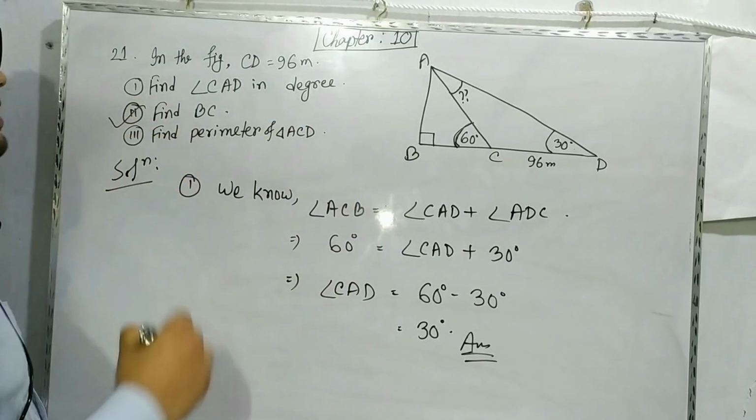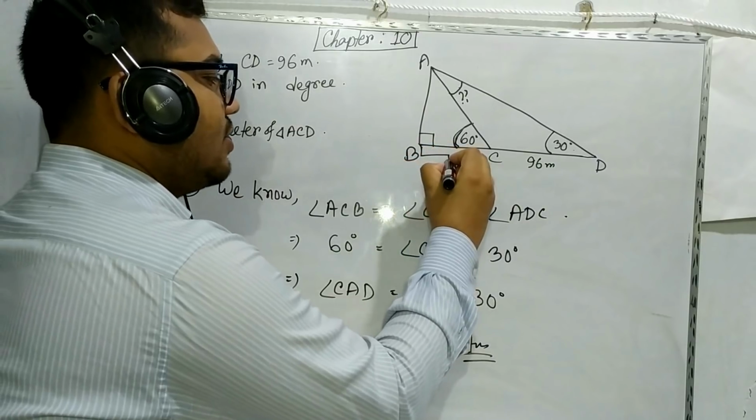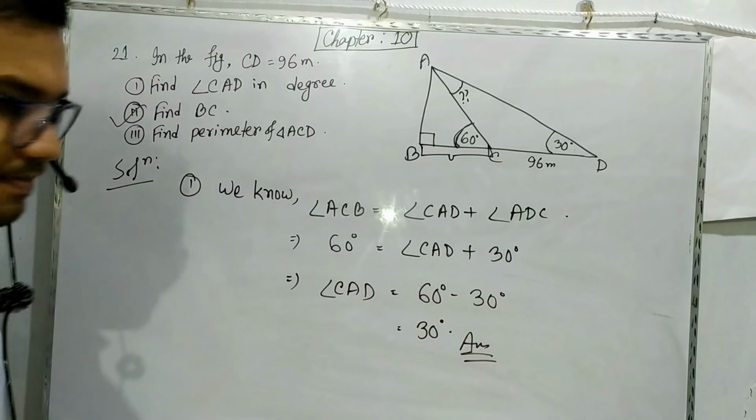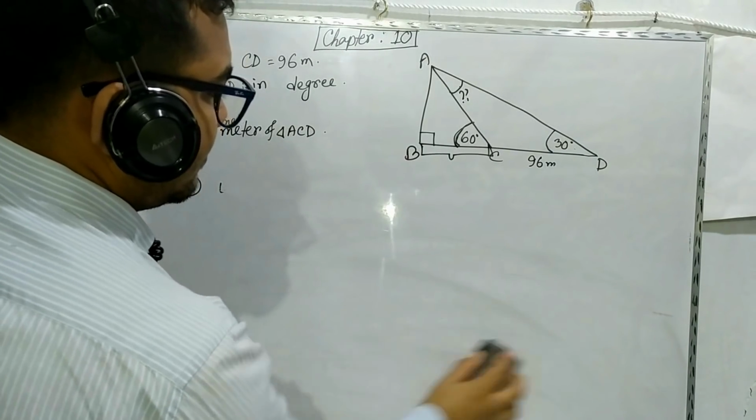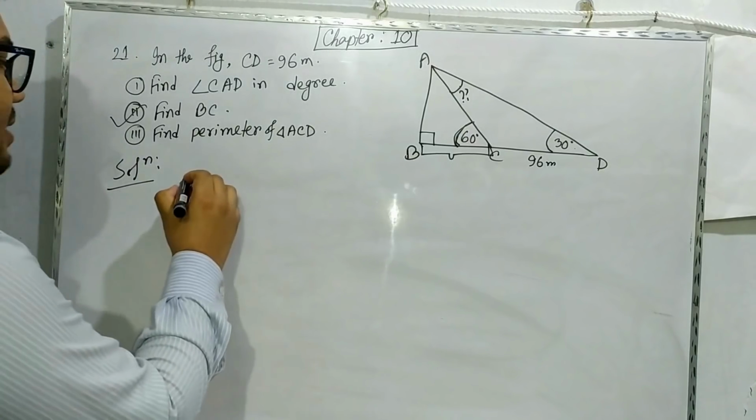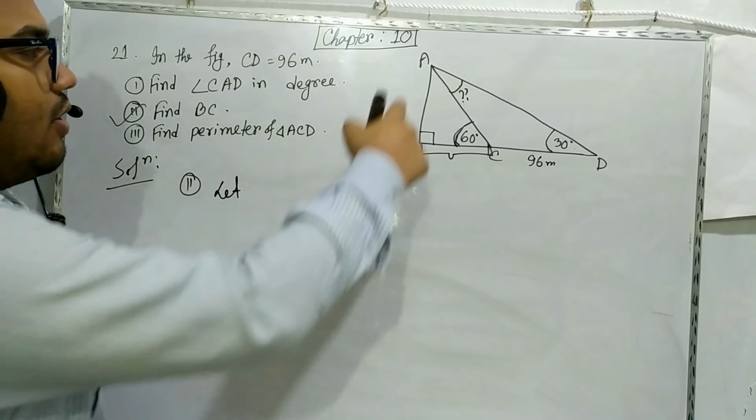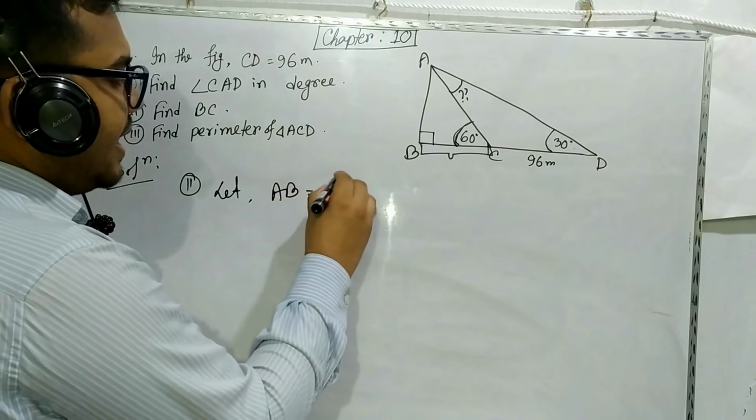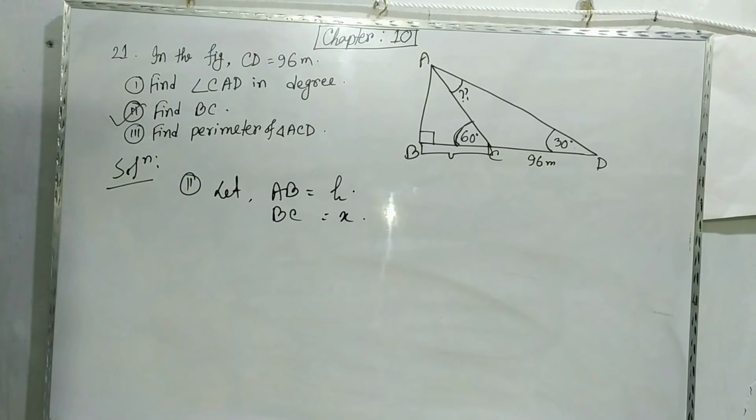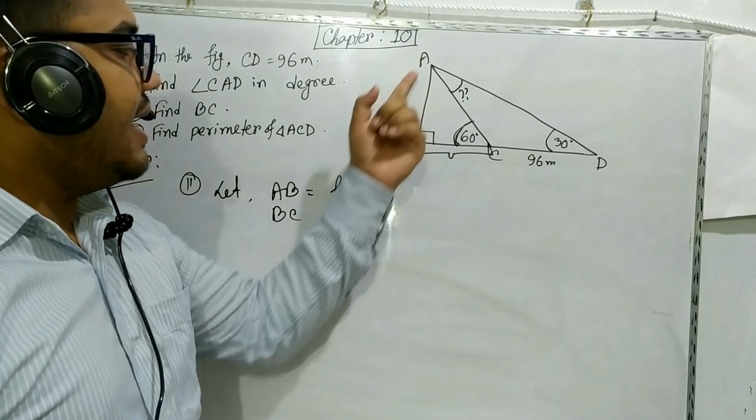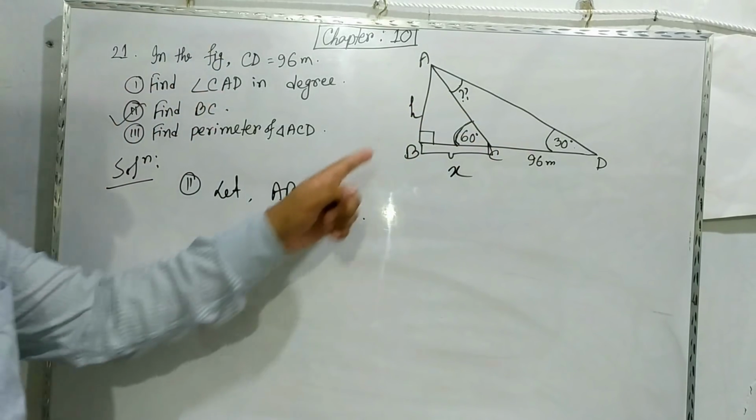Our question number 2 says find the value of BC. How can we find this distance of BC? Okay, to solve these types of math, first of all we have to go for some assumptions. Let our assumption of AB be H and BC be X. These are assumptions.